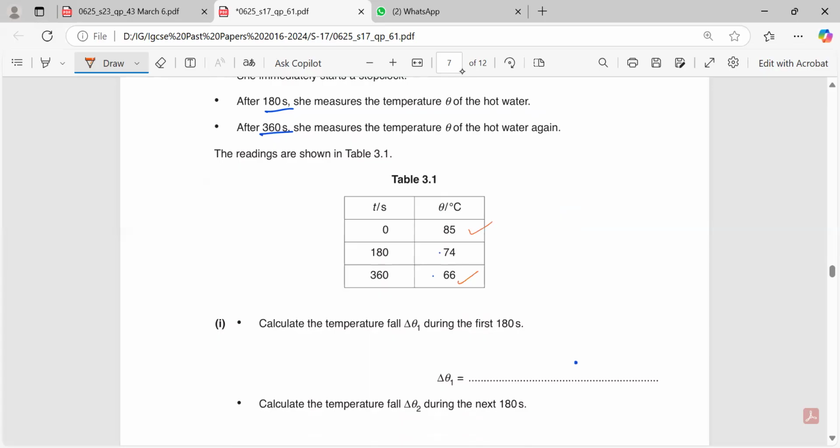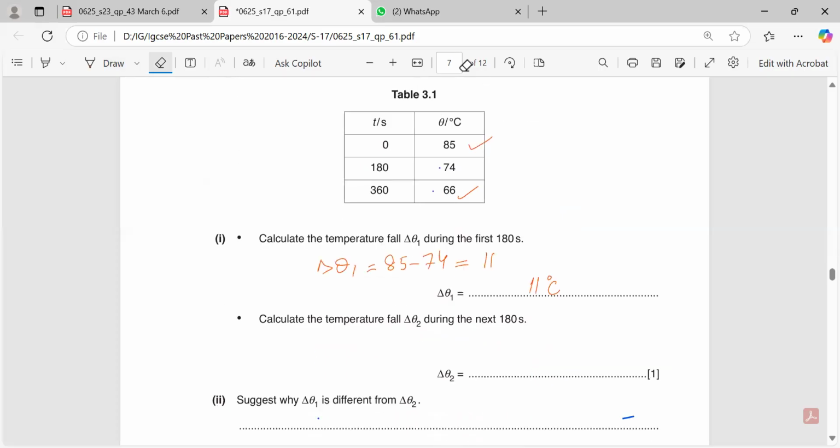Now see, calculate the temperature fall delta theta 1 during the first 180 seconds. So delta theta 1 is equal to 85 minus 74, equal to 11. So here 11, but don't forget to write degree Celsius. Then delta theta 2, during the next 180 seconds, is 74 minus 66, which is equal to 8. So we can say 8 degrees Celsius.